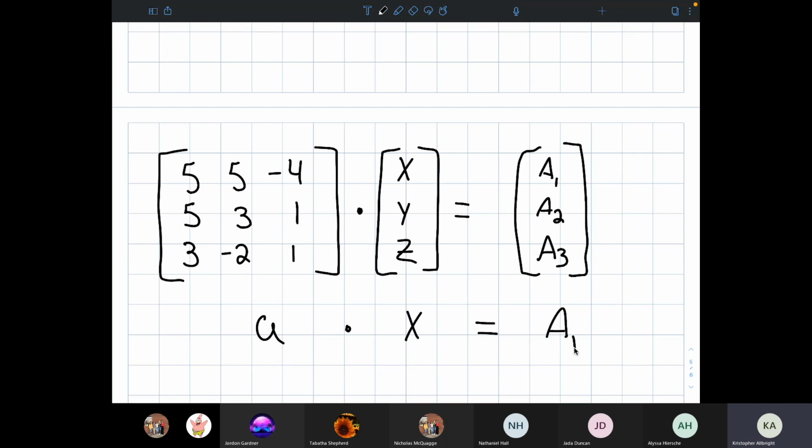Which one are we on? Number 1? All three of them? On 209. Oh, I see that.